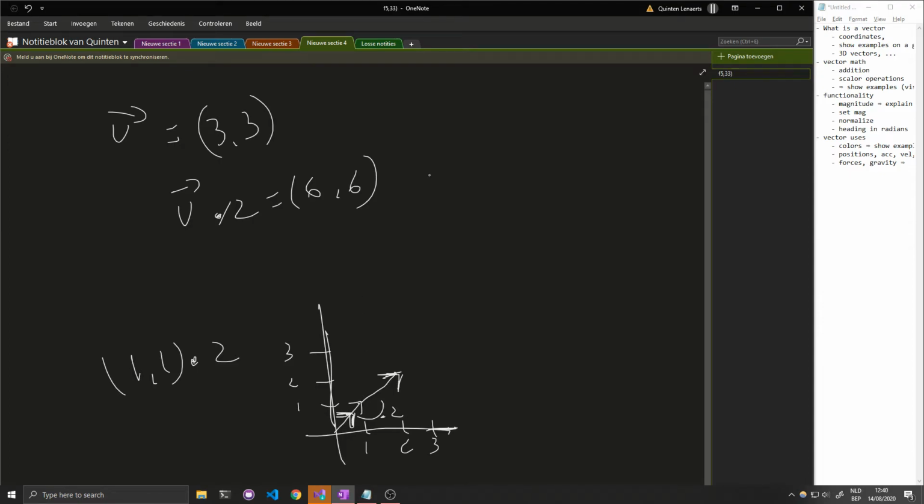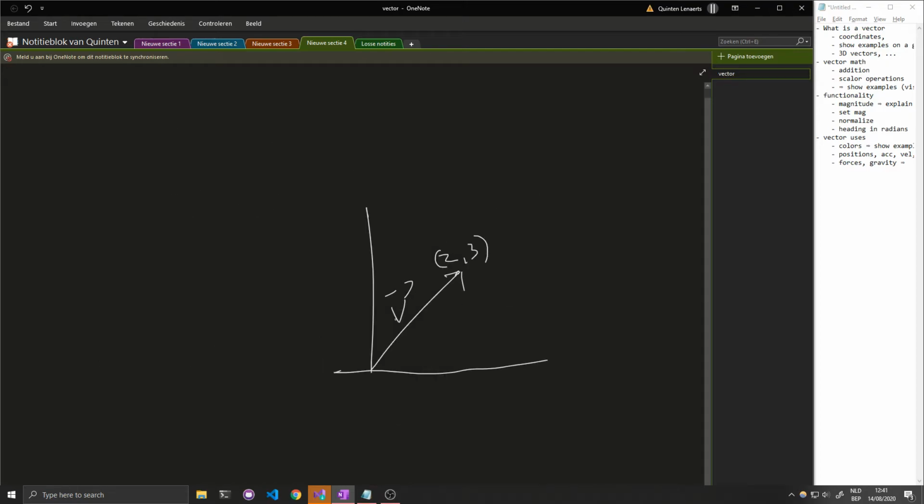So you can also multiply two vectors. If you had a vector 2, 2, for example, and you were to multiply this by 3, 2, you just multiply each component, so you will end up with a vector of 6, 4.